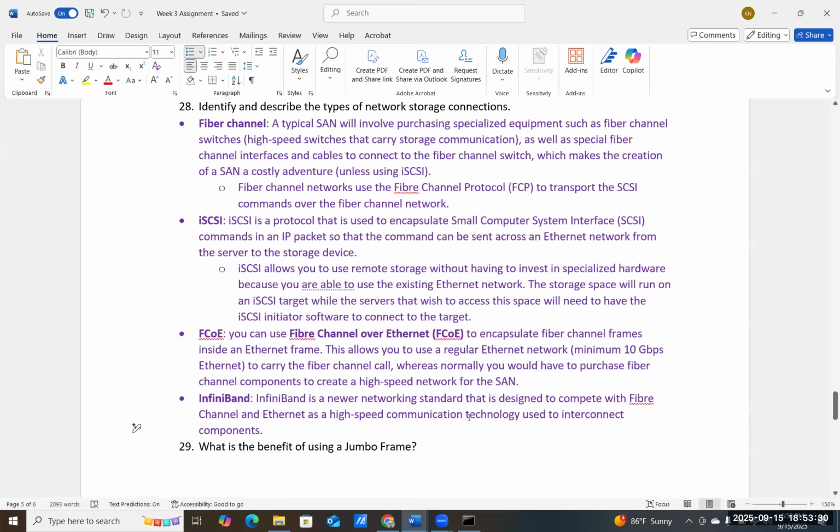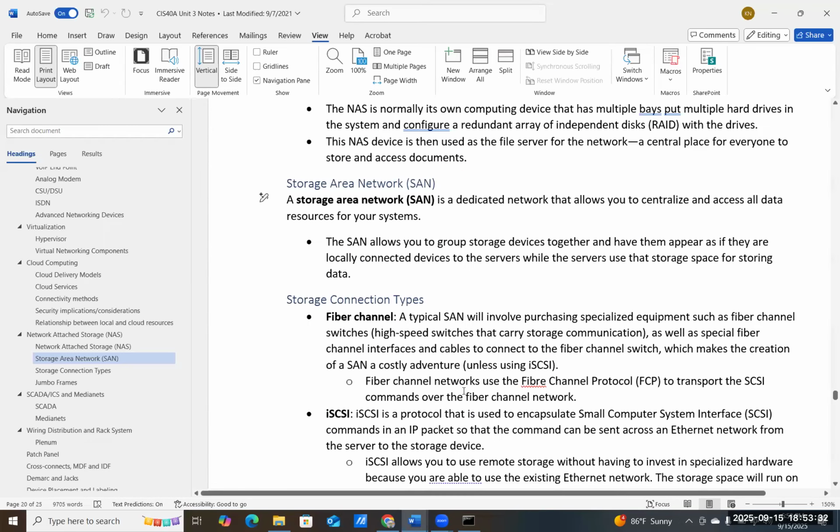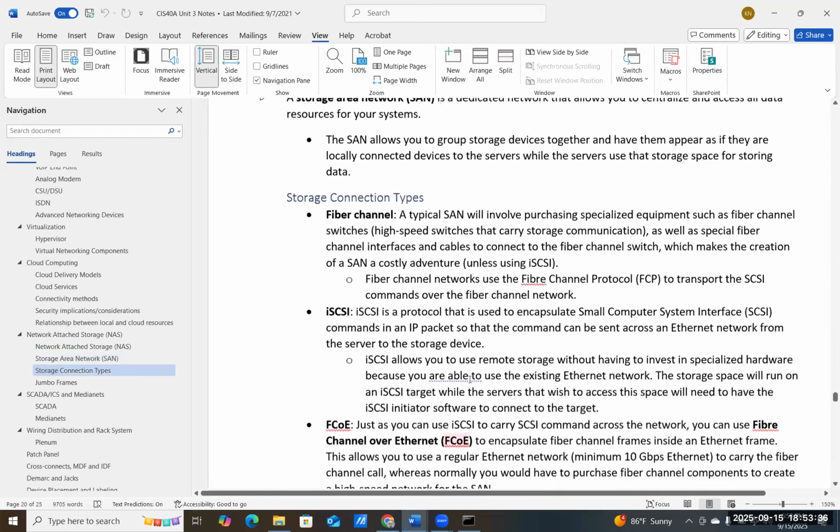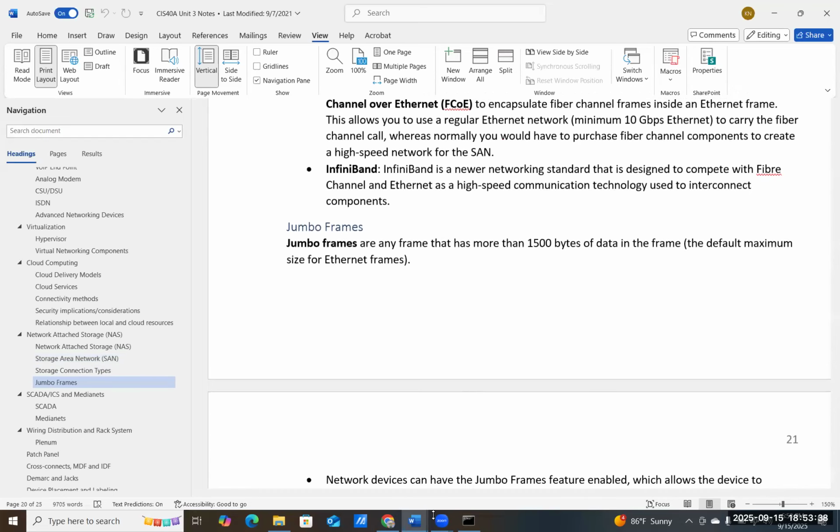Okay, so that's where you can find the information, going back to the notes, and it's on page 20. So let's talk about jumbo frame.